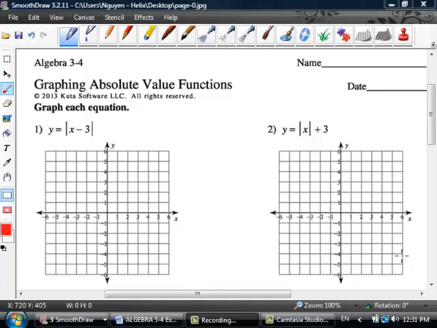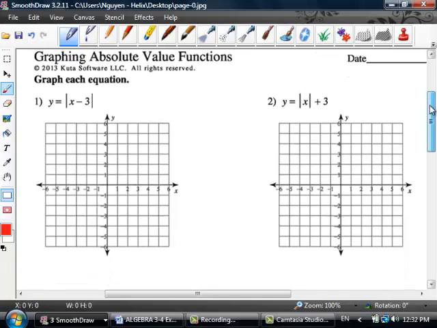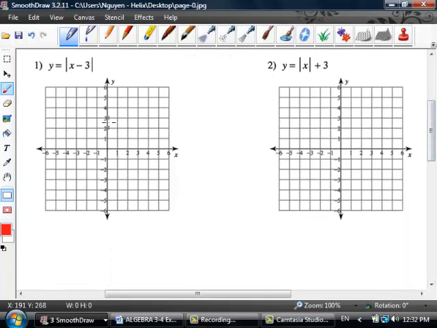All right, everybody, let's go over these absolute value functions because on your quiz tomorrow, you will encounter some of these, at least one. So, can someone please describe the first equation? What does the first equation look like?